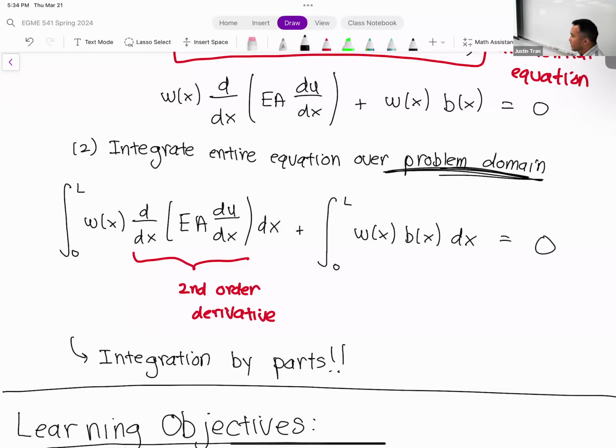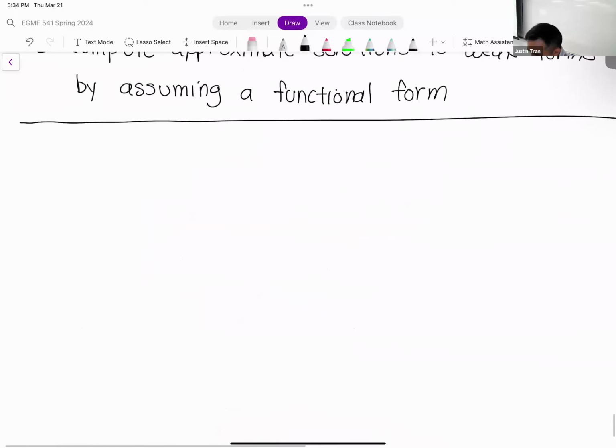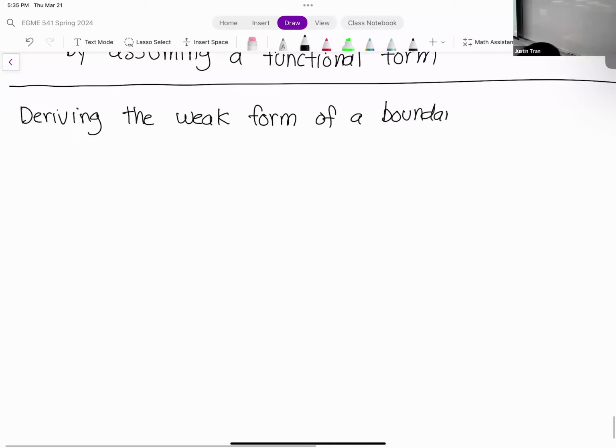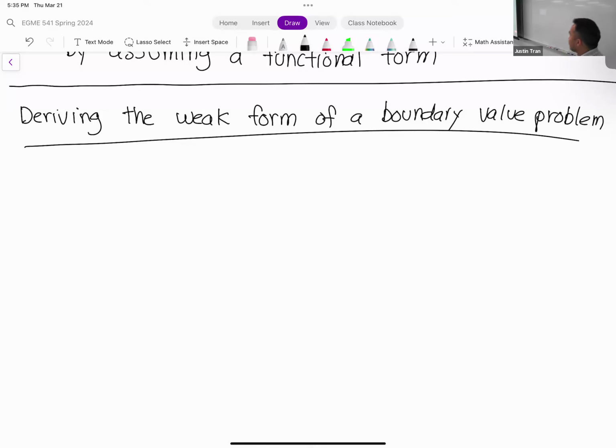These are two ingredients that allow us to do something really special, which is integration by parts, which is what's going to facilitate our weak form. So we're going to start there. Where we're going to start today is deriving the weak form of a boundary value problem. Okay, so let's start.